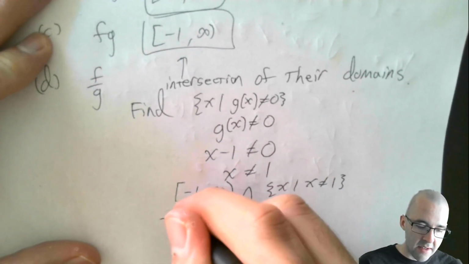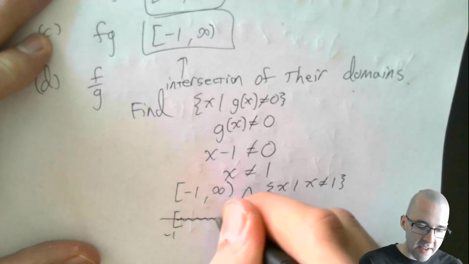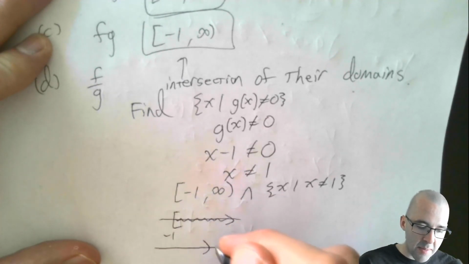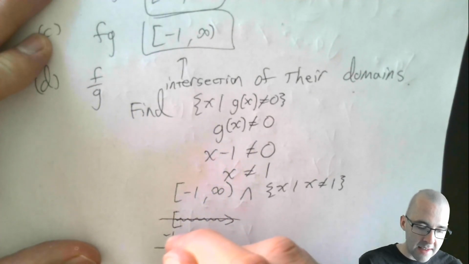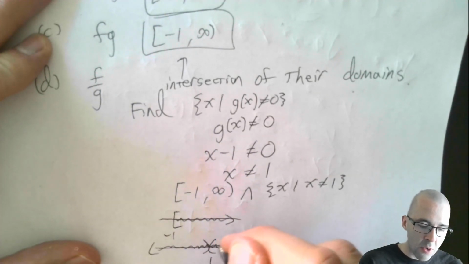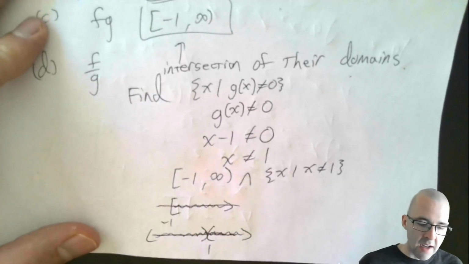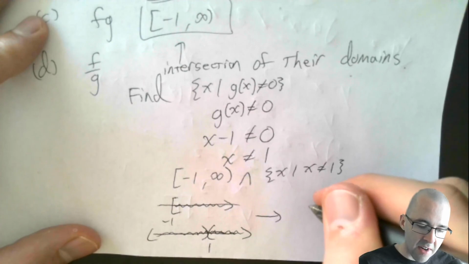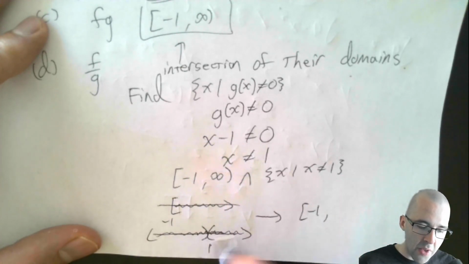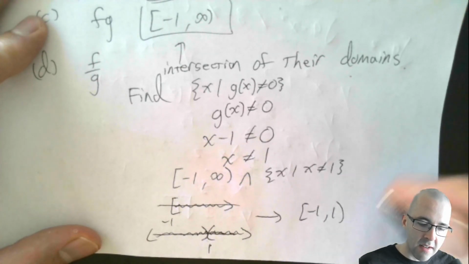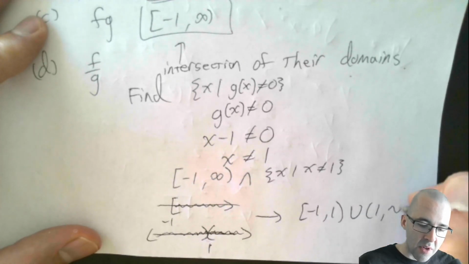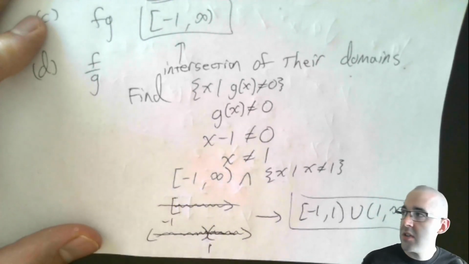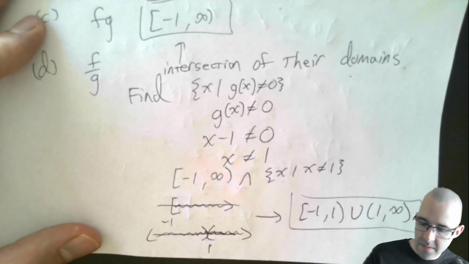Well, this first set, -1 to infinity, looks like this. The second set is everything except for +1, so everything less than +1 and everything greater than +1. And so what do these sets have in common? Well, they have in common stuff starting with -1, and then all the way up to +1, but not actually hitting it, union +1 to infinity. Okay? And that's the domain of this quotient function f over g.